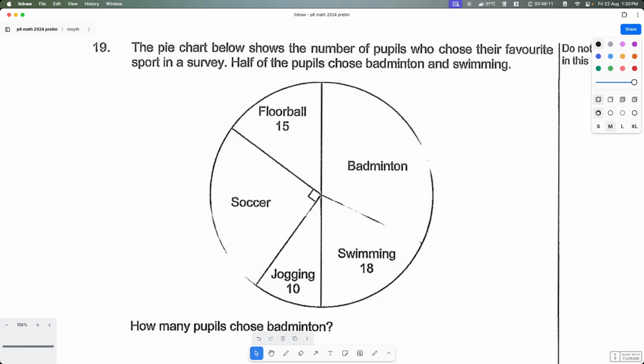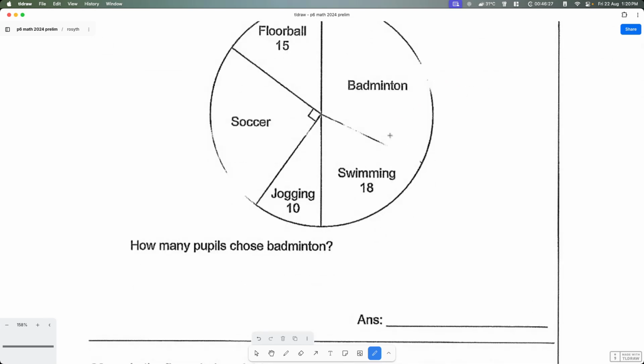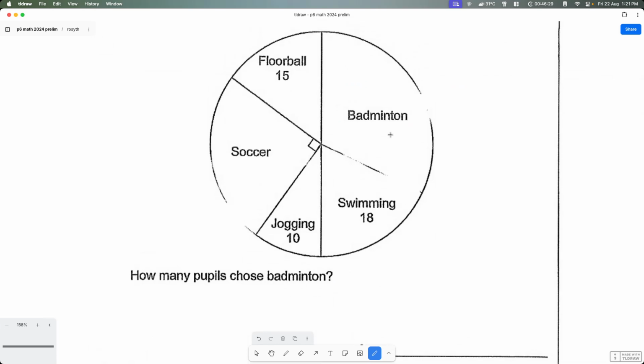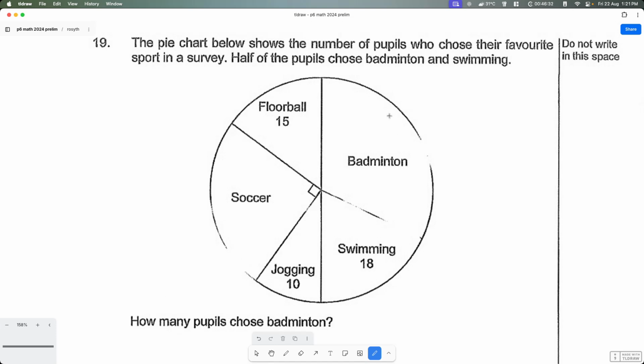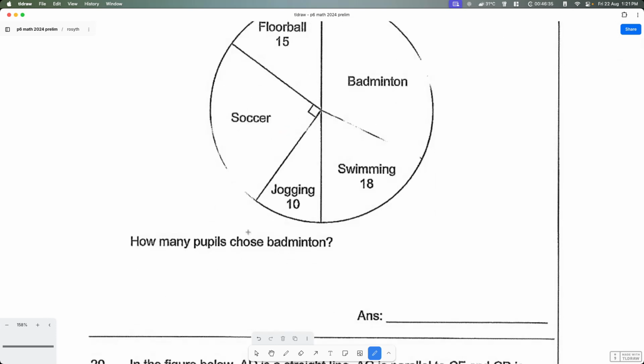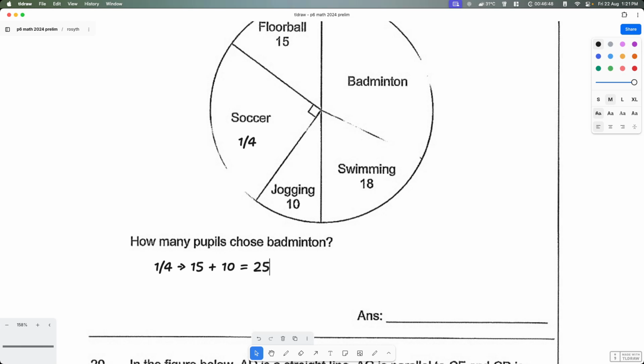Question 19. Okay, so question 19 says the pie chart below shows the number of pupils who choose their favorite sport in a survey. Half of the pupils chose badminton and swimming. Oh, okay, combined. Right. Okay, how many pupils chose badminton? Okay, so we know that the floorball and jogging. So soccer is 1/4. Okay, so 1/4 is equal to is 15 plus 10, which is 25.